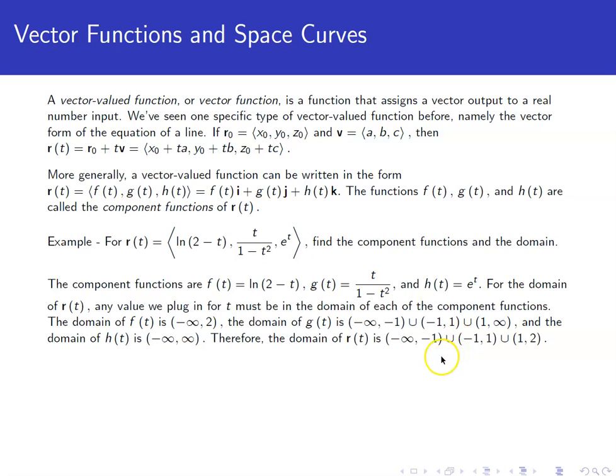So we said that the domain of the vector-valued function had to be numbers that were in the domains of all three. Well, certainly, we have to stop at 2, because we can't get any bigger than 2. We also have to eliminate negative 1 and 1 for g of t. So our domain in this case becomes the interval from negative infinity to negative 1, union the interval from negative 1 to 1, union the interval from 1 to 2, and again, all open intervals.